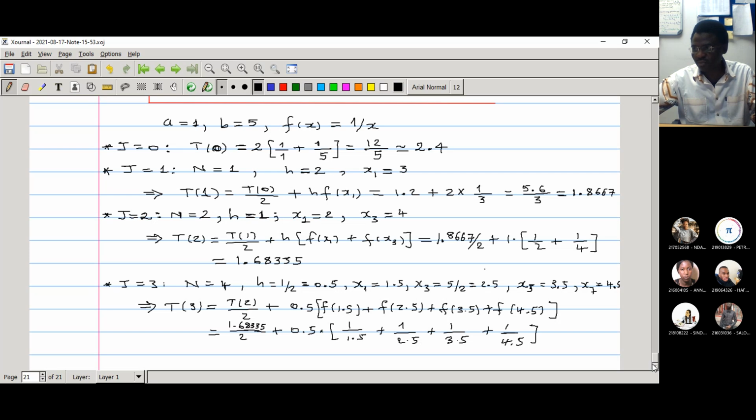So that's our trapezoidal rule. So we'll stop here. Please do this computation. Who computed this already? Have you tried to compute the T3? I got 1.62897. So this can be okay.